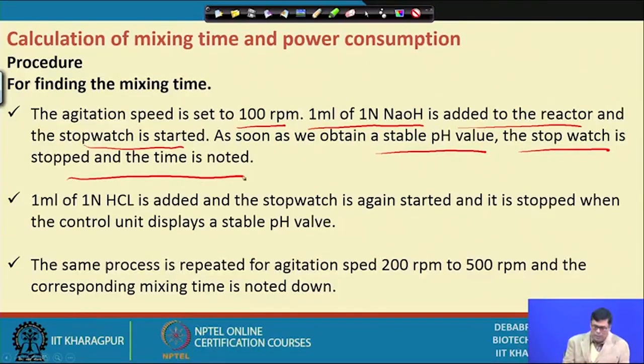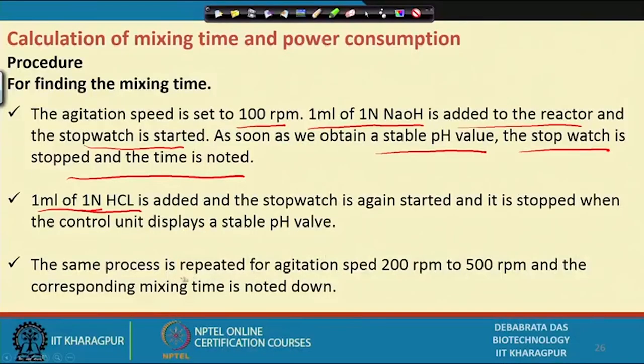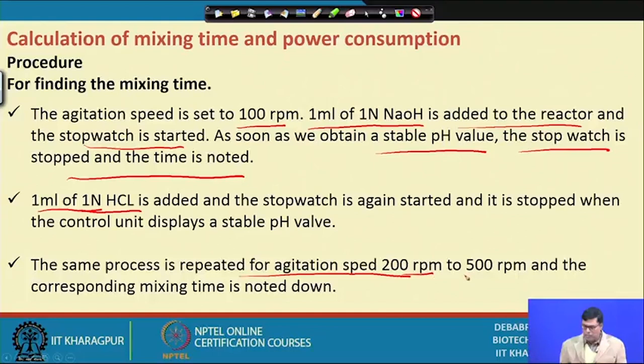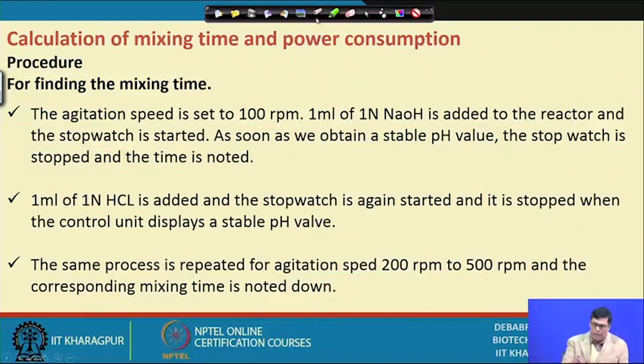Similarly, we can add 1 milliliter of 1 normal HCl solution, and we can also monitor the time required for having the constant pH, that we can easily find out. The same process is repeated in case of stirring at 200 rpm, 500 rpm, and the corresponding mixing time is noted down. So this we carried out in the lab.